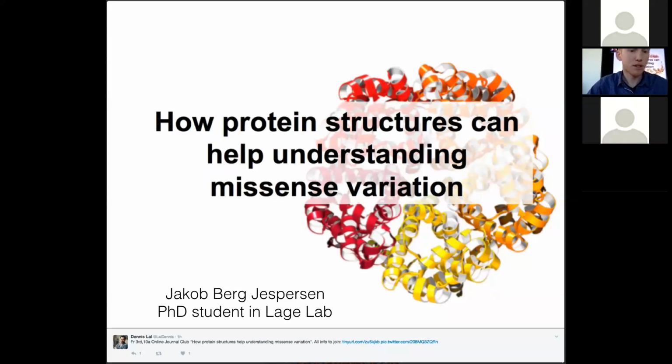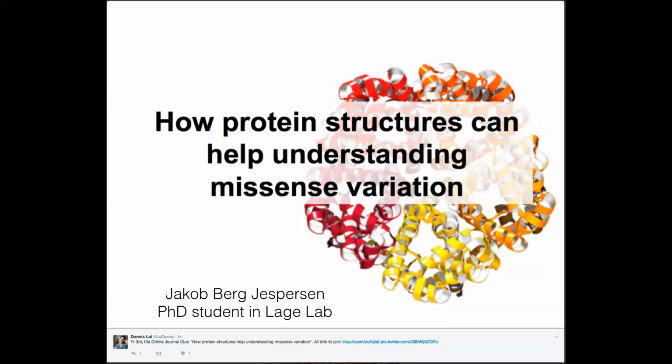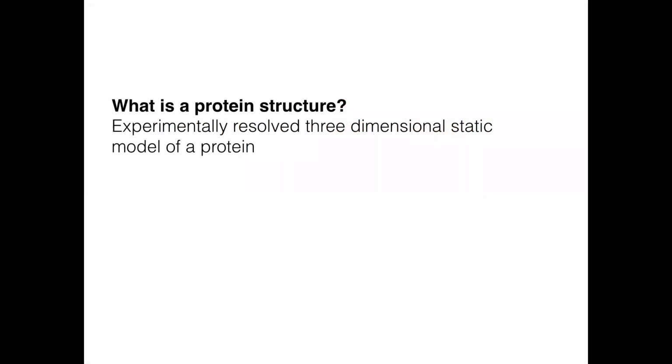So I'm a third-year PhD student in Jakob Jespersen's group here at the MGH on the Broad, and I will tell you how we can use protein structures in understanding missense variation. First of all, I will tackle two questions. What's a protein structure? A protein structure is an experimentally resolved, three-dimensional, static model of a protein.